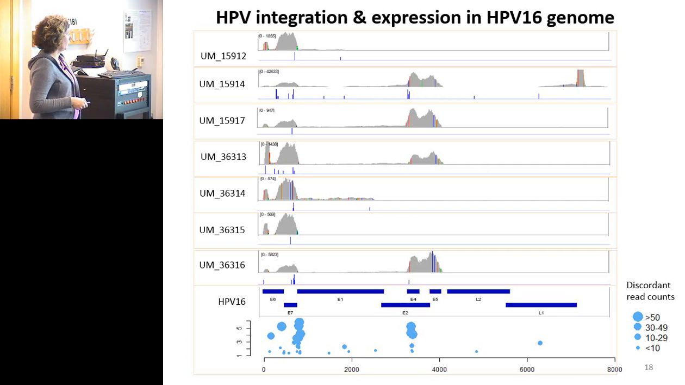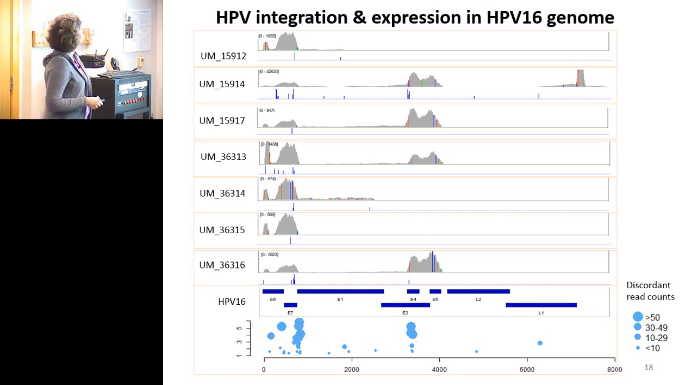Every track presents a sample, and this lower track is a summary of these 7 samples overall. For every sample, the lower tracks present sites of integration in that certain sample, and the size of these points demonstrates how many discordant reads support these integration sites. The more discordant reads, the more confident we are about integration sites and integration breakpoints at this site.